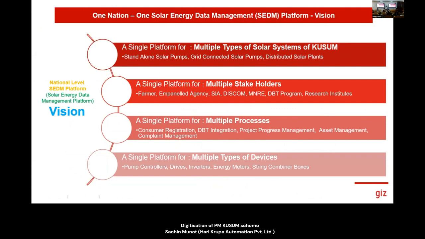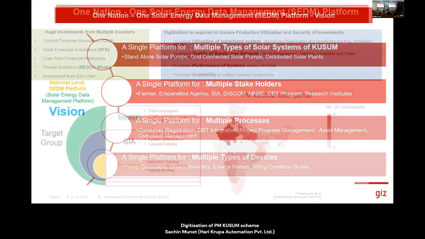This is also a single platform for managing multiple stakeholders. So we have the Ministry of New and Renewable Energy as a stakeholder for implementation of the scheme. We have state-wise implementing agencies who are actually getting this work done on ground. We have the DISCOMs in terms of grid connection, grid connected solar plants. We have the direct benefit transfer scheme, DBT scheme, that they are also a stakeholder. We have to give data to them. Then we have research institutes who have been studying and analyzing this data. So they are all different stakeholders.